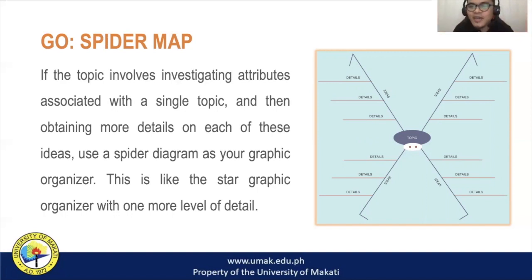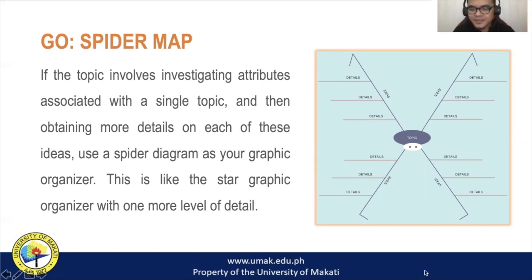You have a main topic, and this will be the body of the spider, and then on the legs, you have the main ideas. And then on the web, you write your supporting details related to the main idea. So it's like a star, just like what's mentioned in the definition. It's like the star graphic organizer with one more level of detail, and that one more level of detail would be the web, not the legs, but the web.